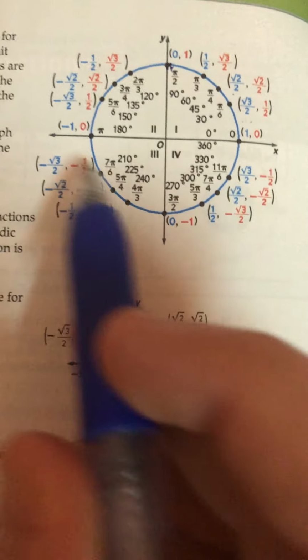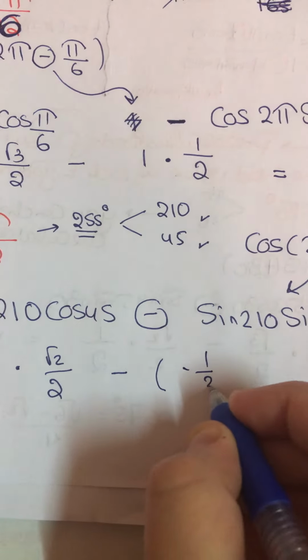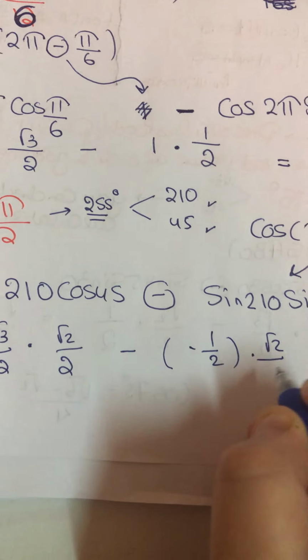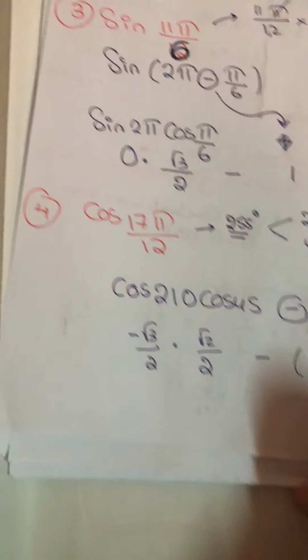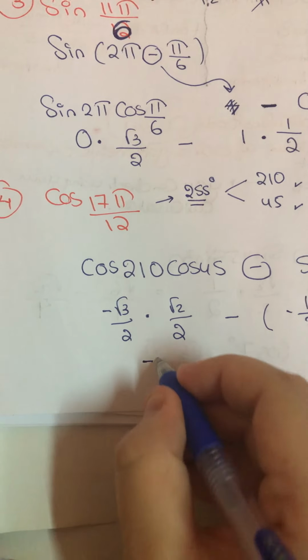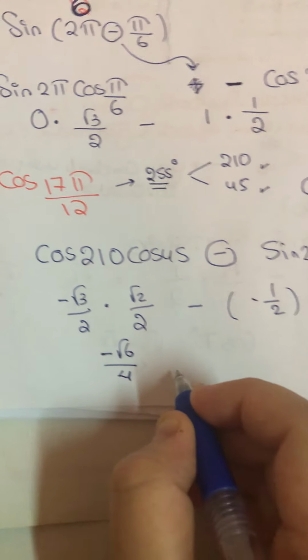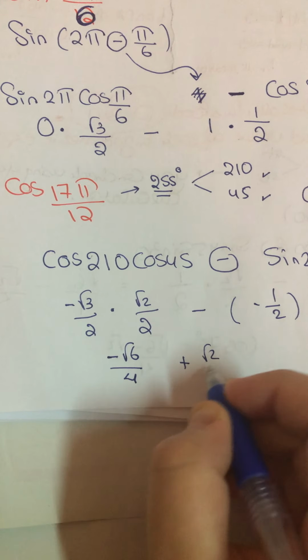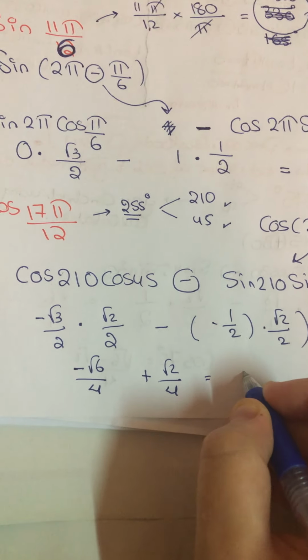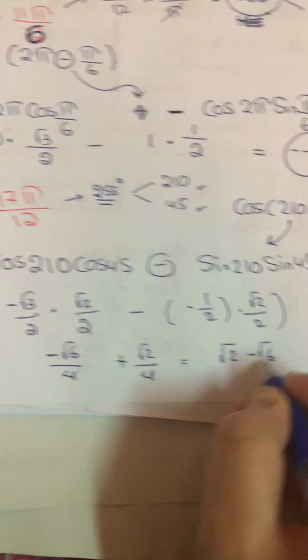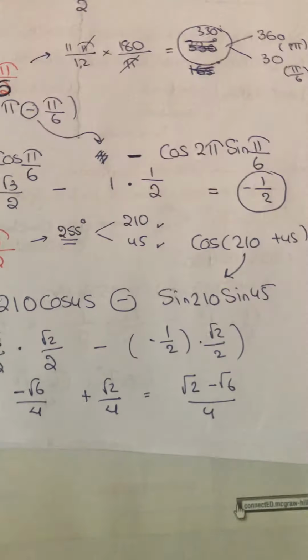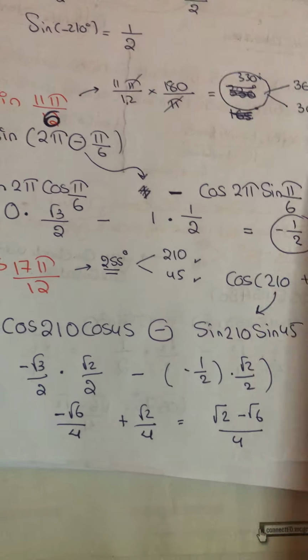210, here we go. What is sine at 210? It is negative half. So minus negative half times root of 2 over 2. Right? Right. So here I have negative root of 6 over 4 plus root of 2 over 4. Your answer is root of 2 minus root of 6 all over 4. This is regarding question number 4.